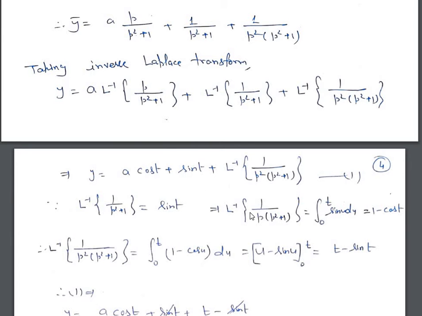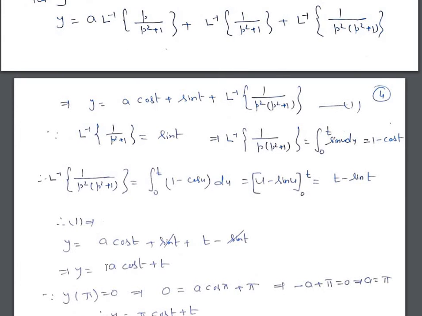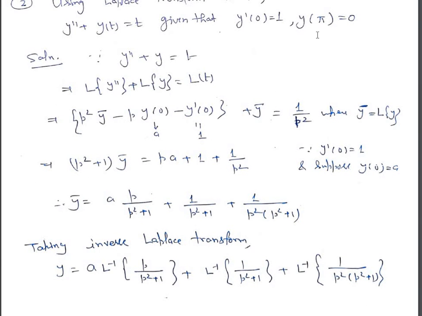So therefore equation 1 implies that y is equal to a cos t plus sine t plus t minus sine t. Sine t gets cancelled, so we have y is equal to a cos t plus t. Now to find the value of a, we make use of the condition that y at pi is equal to 0.